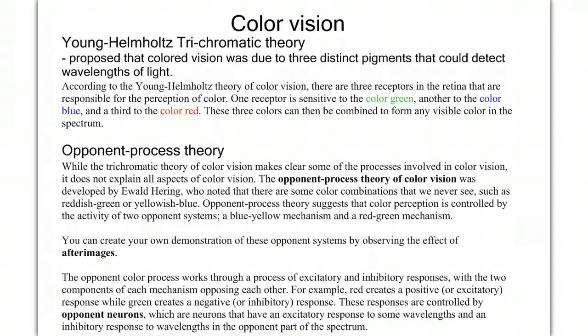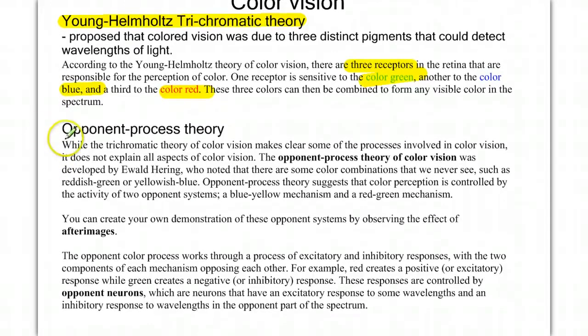Now, I don't want to spend too much time in this video, but we will talk about more in class. There are two different theories on color vision in humans. One's called the trichromatic theory, which supposes that we have three distinct receptors in the retina for green, blue, and red, and that it's the combination of the firing of these receptors that we can perceive all the different colors that we see in our visual experience. But that doesn't explain all of color vision.